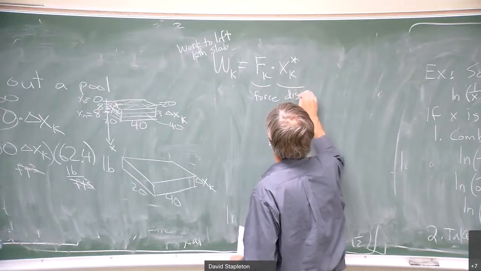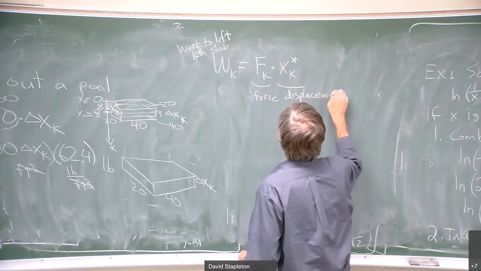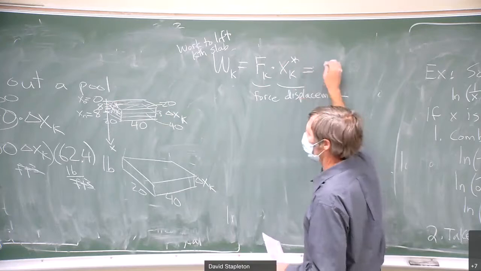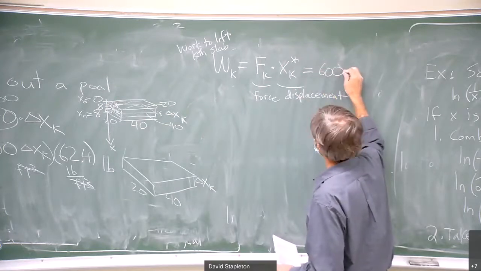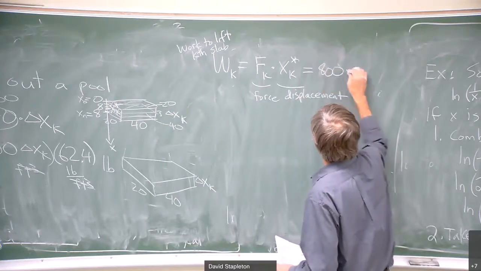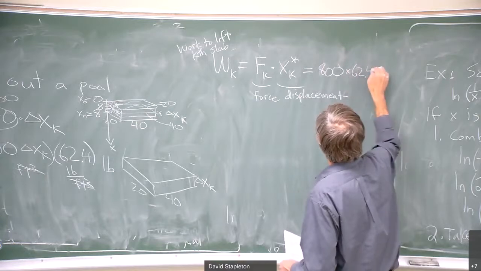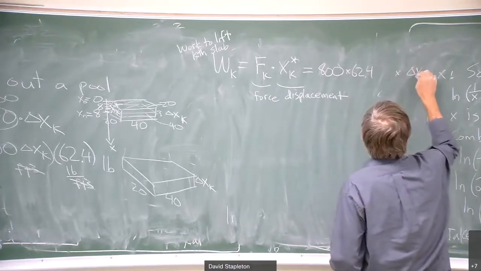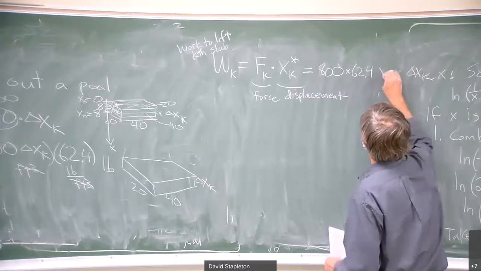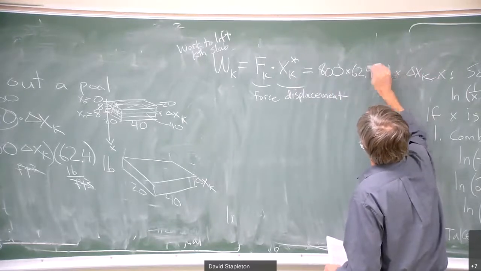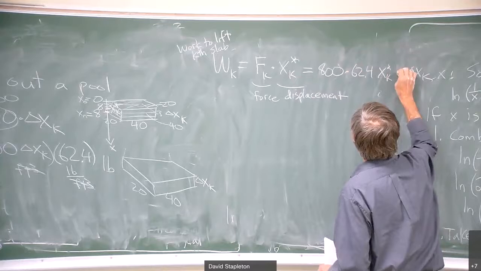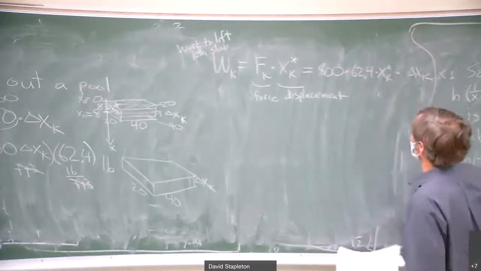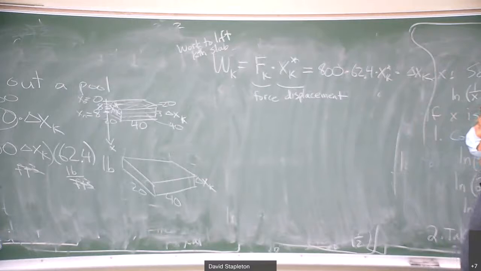So this is a hard one, isn't it? And so now you've got 800 times 62.4 times delta xk from the last part here. And I'm multiplying that by xk star. There's dots here for the multiplies. So there's the work to lift the kth slab, right?